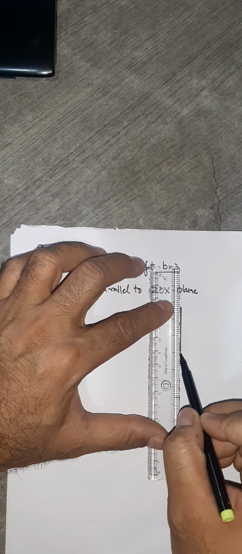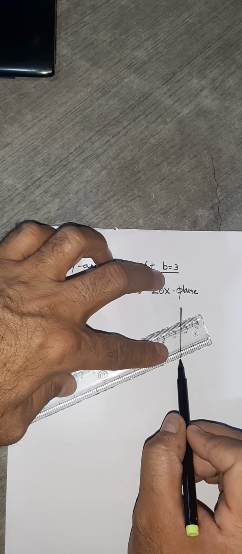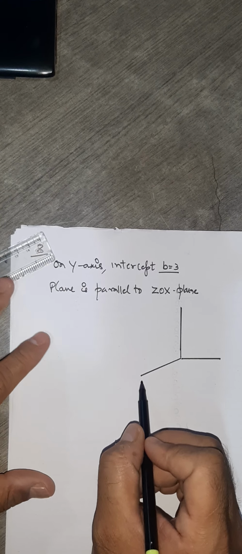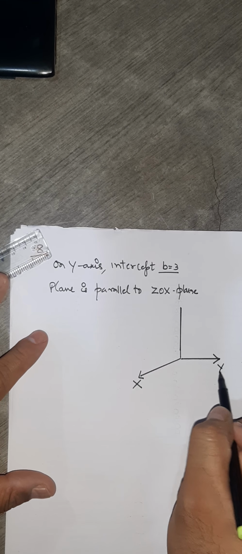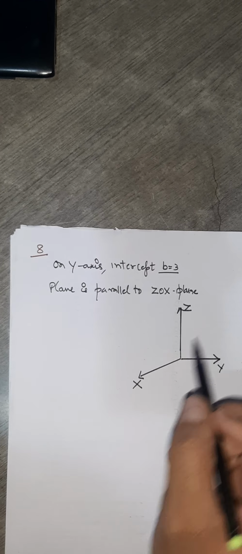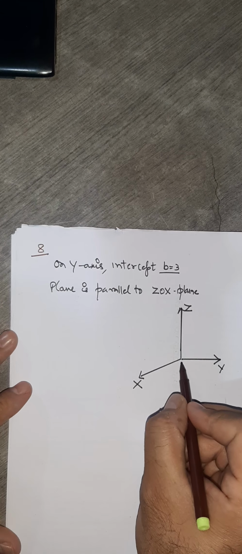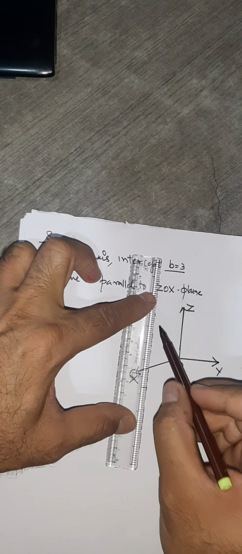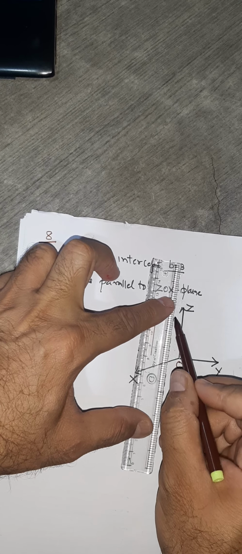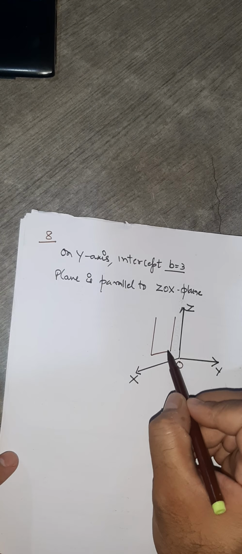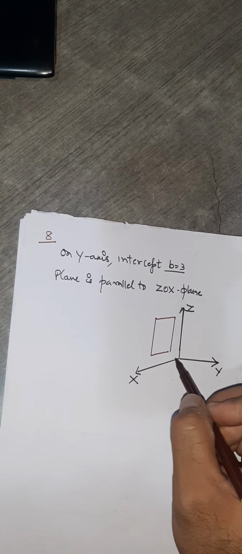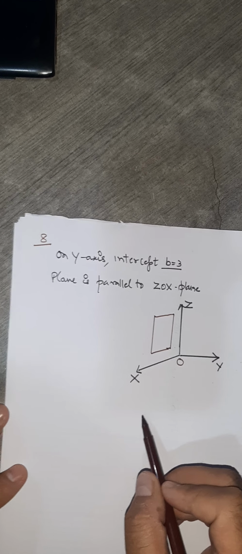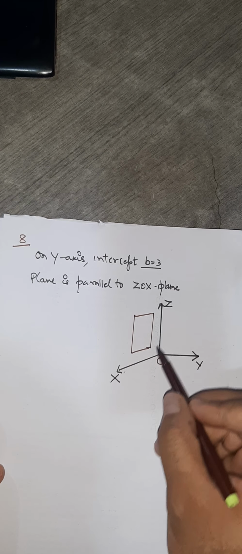Let's see, these 3 coordinate axes here. If I draw 3 coordinate axes, this is the x-axis, this is the y-axis, and this is the z-axis. Here this is the origin. Now the plane is parallel to the ZOX plane. So it would be like this. For example, this is the required plane. It is parallel to this. So you can see that it will never cut the Z and X axes. Right? It's parallel to this plane.